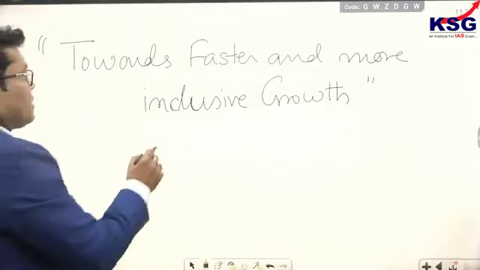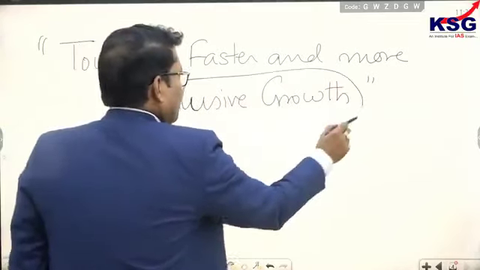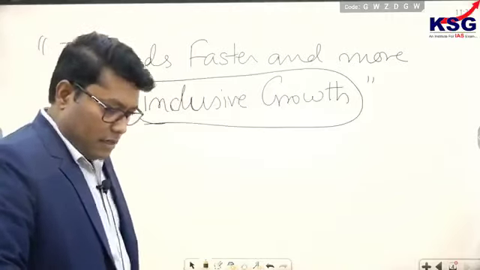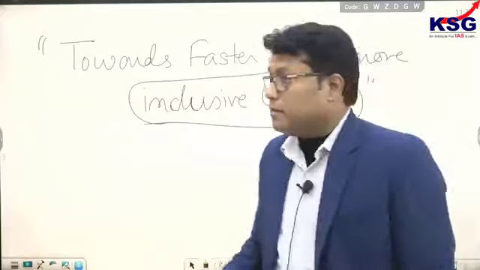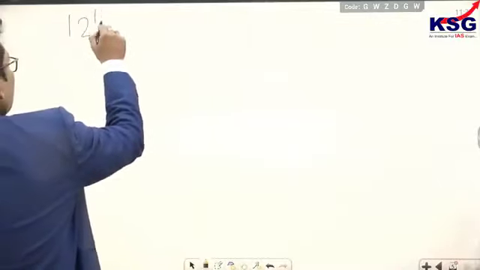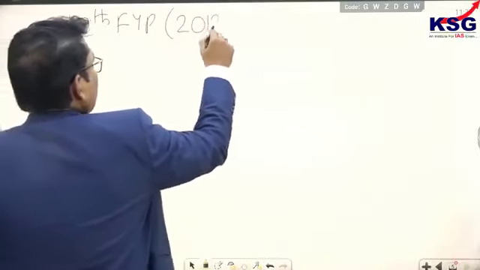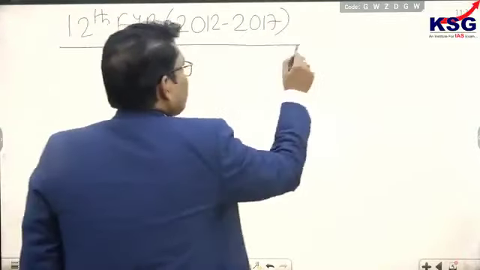So see, the word "faster" is the obvious normal one, but inclusive growth was used for the first time as the objective of the 11th 5-year plan. Clear? Right. Then the next one is the 12th 5-year plan, 2012 to 2017. And remember dear, it is the last 5-year plan.